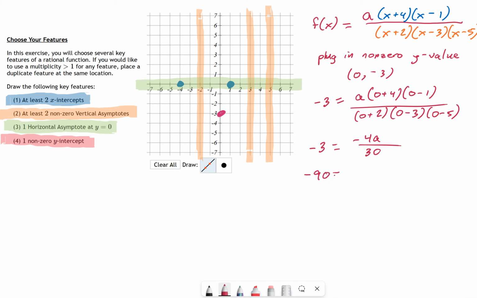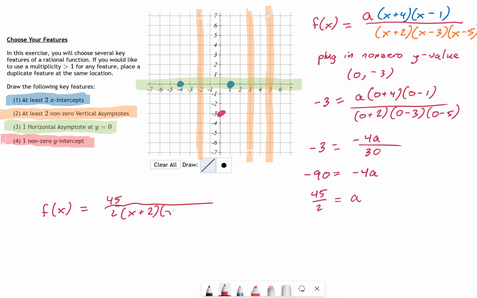So we get -90 equals -4a. And we divide each side by -4, and we get, no, that's not too nice, is it? We get 45 over 2 equals a. Okay, fine. So it's ugly. The important part is we found the a value that goes in front. So we're just going to say 45 over 2. And then we have all the rest of those factors.